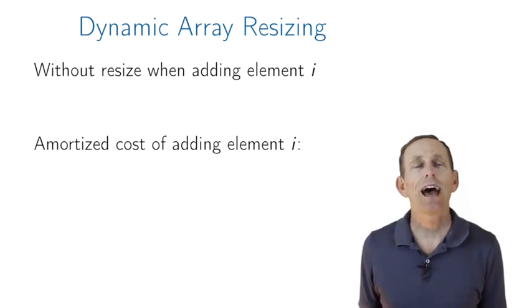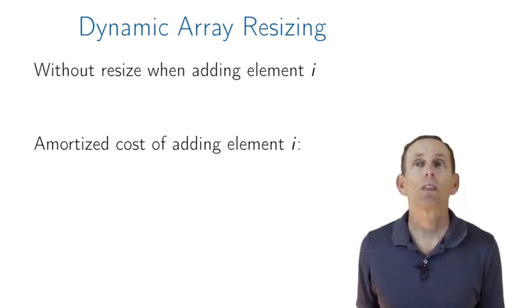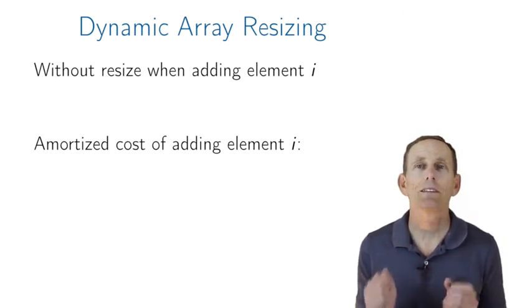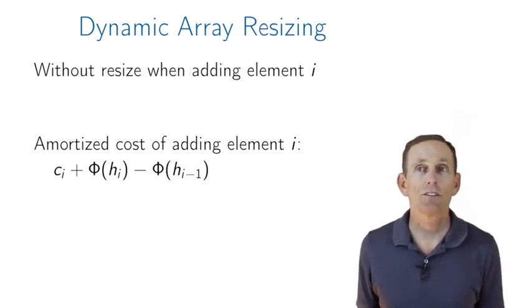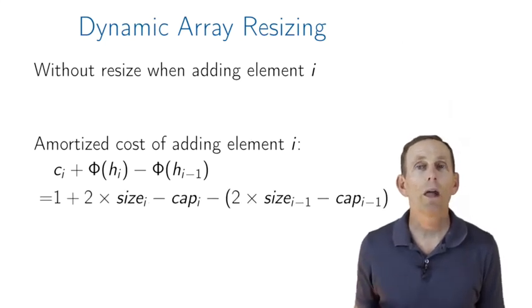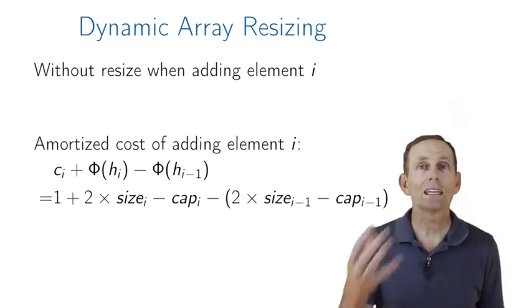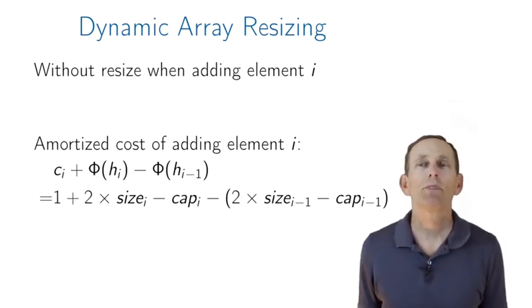Now let's look at our amortized cost. So we're going to assume we don't have to do a resize. We add a particular element i, and the amortized cost is the cost of insertion plus phi of h sub i minus phi of h sub i minus 1. So the cost of insertion is just going to be 1 because we're adding an element and we don't have to do any moving of elements. Phi of h sub i is 2 times size of i minus the capacity of i, and phi of h sub i minus 1 is 2 times size i minus 1 minus capacity i minus 1.